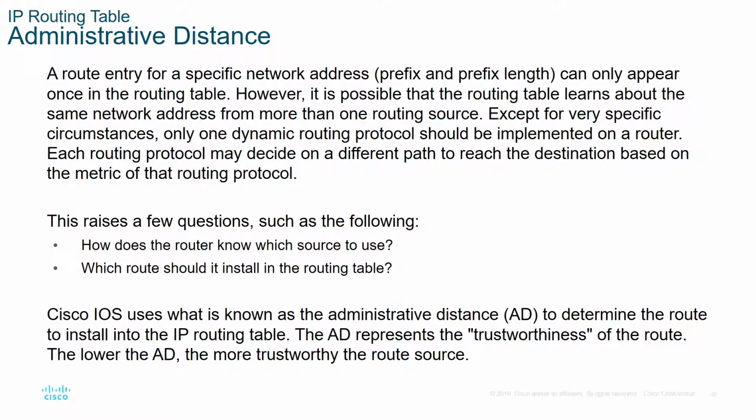This raises a few questions, such as the following. How does the router know which source to use? Which route should be installed in the routing table? Cisco IOS uses what is known as the administrative distance, the AD, to determine the route to install into the IP routing table. The administrative distance, AD, represents the trustworthiness of the route. The lower the administrative distance, the more trustworthy the route source.